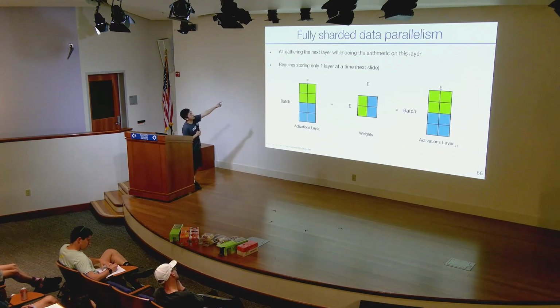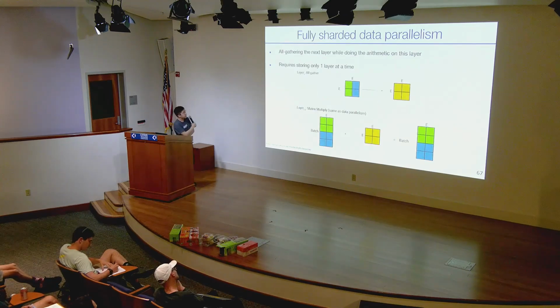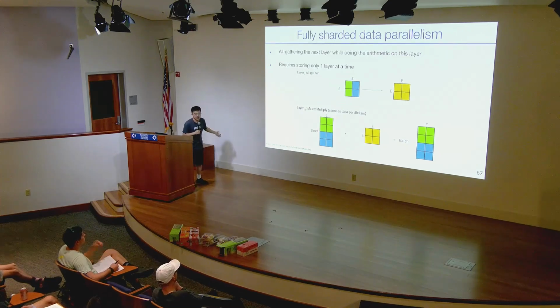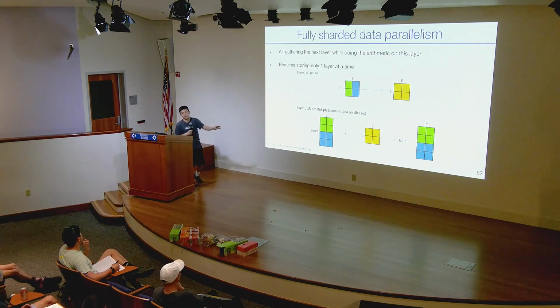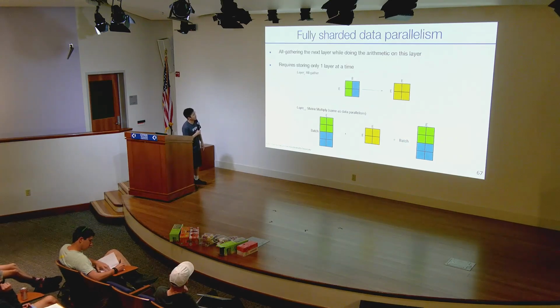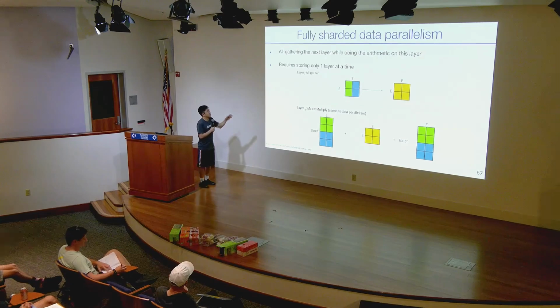But the nice thing, which I want to stress here, is that you only need to do this one layer at a time. Because in standard data parallelism, you replicate your entire model across all the devices. So every device at all times stores the entire parameter weights of your model, which could be really big. 175 billion is like 700 gigs, or it could be like 350 gigs, depending on precision. But the nice thing about FSDP is that you only need to do it one layer at a time.